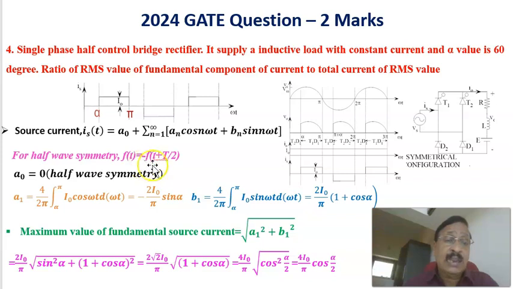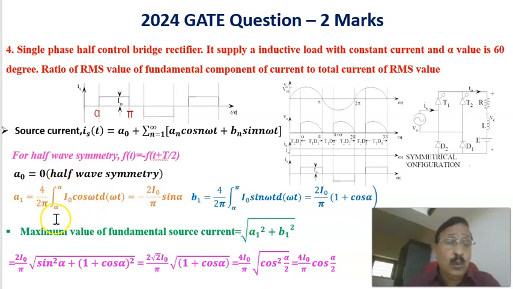Half-wave symmetry means f(t) equals minus f(t + T/2). If you satisfy this, it is called half-wave symmetry. Therefore, if you have half-wave symmetry here, the DC component A0 equals 0, and you can calculate the fundamental component coefficients A1 and B1.